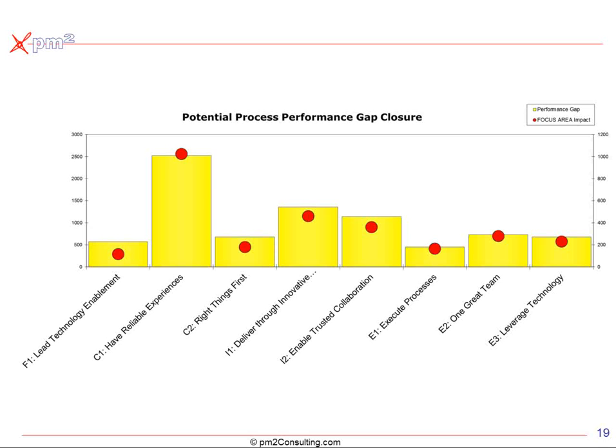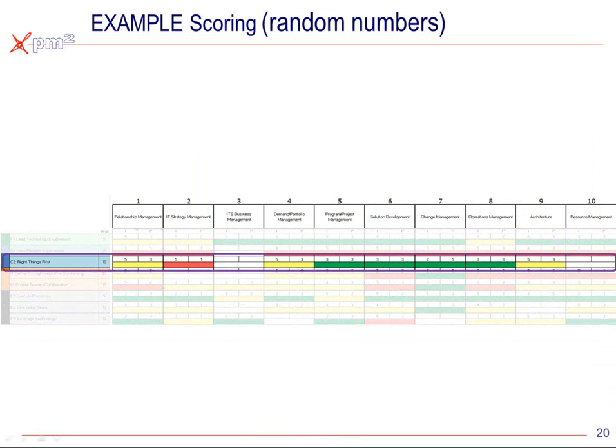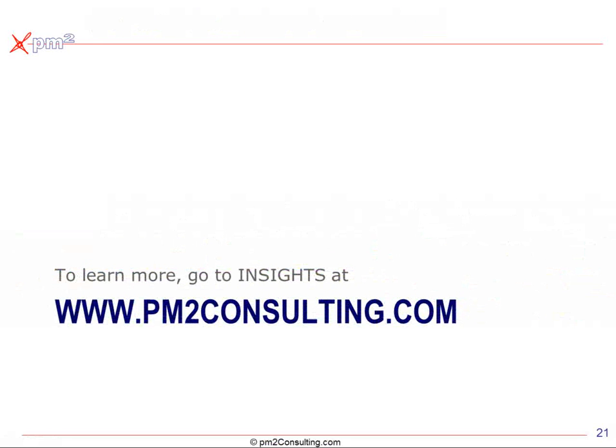But for now, the key activity is finding out where the drill downs are on the dashboard. So again, if we wanted to understand the objective of right things first, we understand that we should have a measure around relationship, around IT strategy management. We don't need an indicator for ITS business management because there's no relationship, and so on. So we can logically understand where the drill down is, both in terms of the processes and the projects.